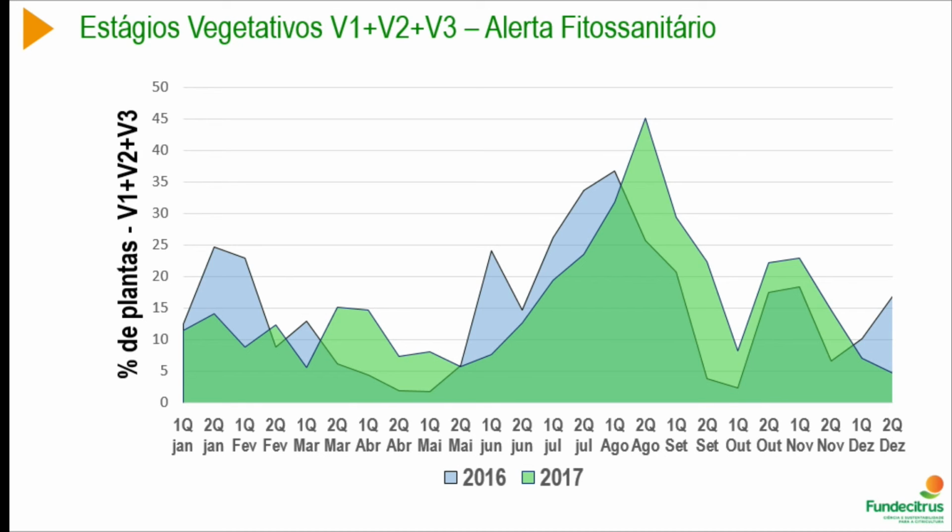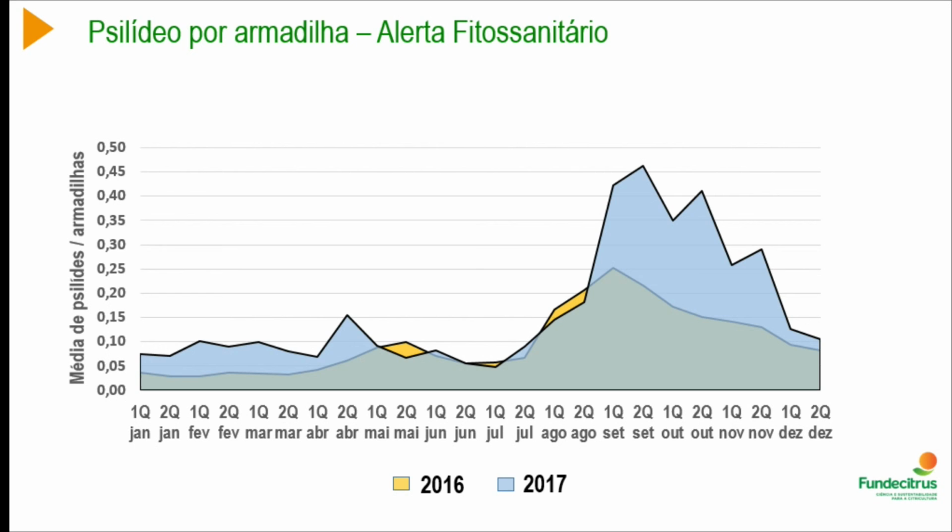Some important information comes from the plant health alert: the initial vegetative stage, the percentage of plants in V1, V2, and V3 stages, in 2016 and 2017, as you can see on this chart. In different years, the sprouting flow in citriculture is different. That varies depending on the climate, but in 2017 you can see that we had more sprouting than in 2016, especially in the second half of the year, which is the most favorable time of the year for psyllids.